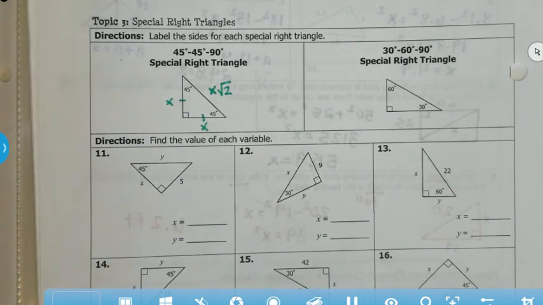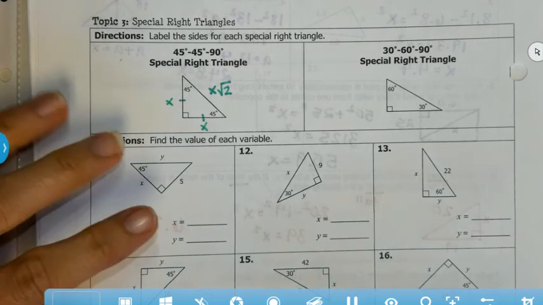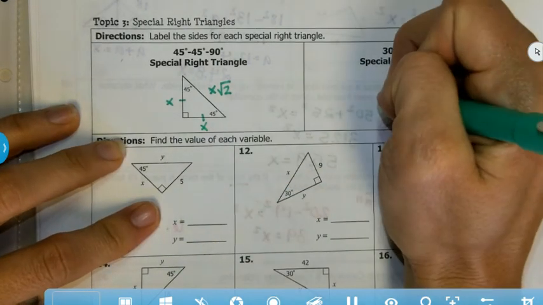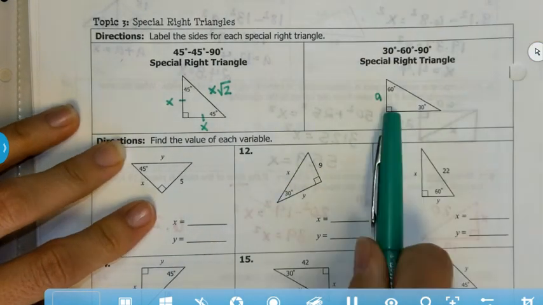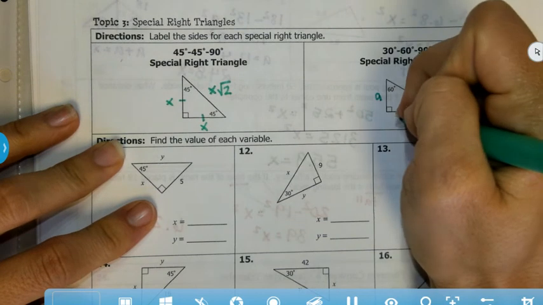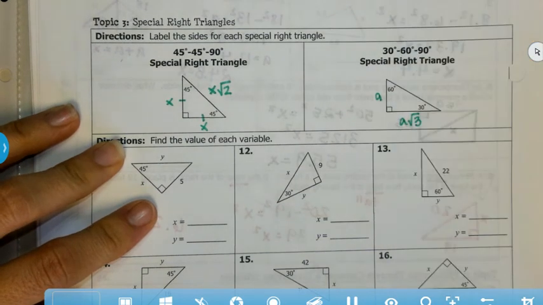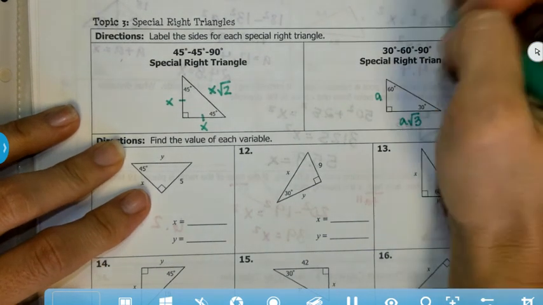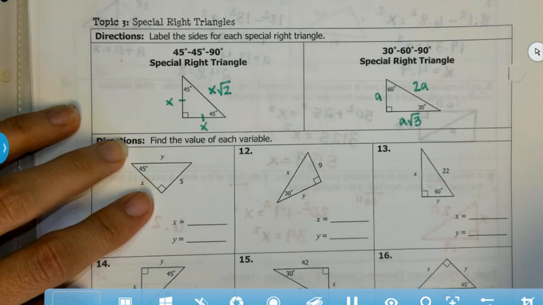And then in a 30-60-90 triangle, remember you have a short side, a long side, and a hypotenuse. The short side is next to the 60. That is going to be a. The long side is next to the 30. That is a square root 3. And then the hypotenuse is across from the right angle, and that is 2a.